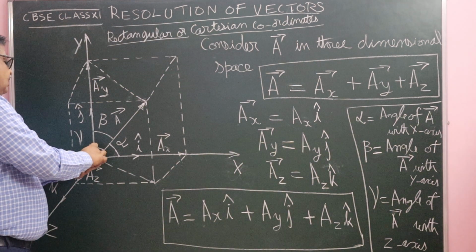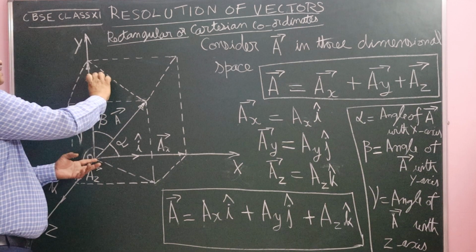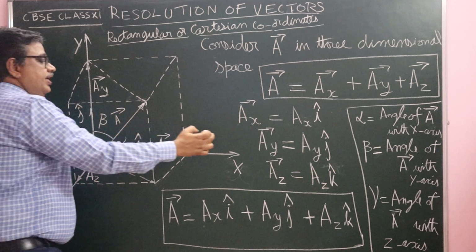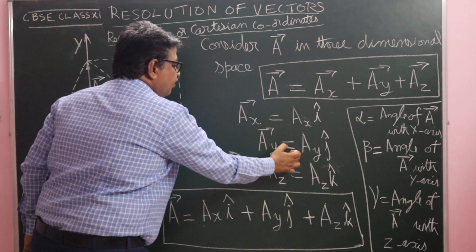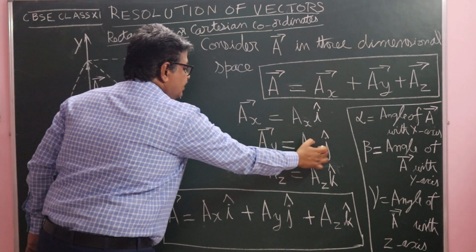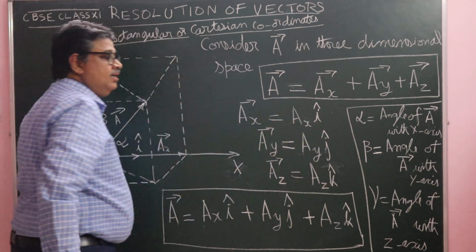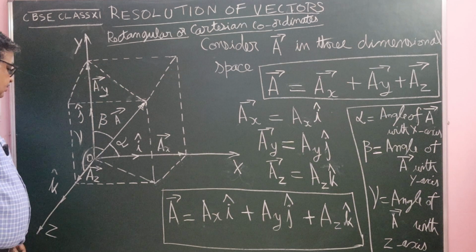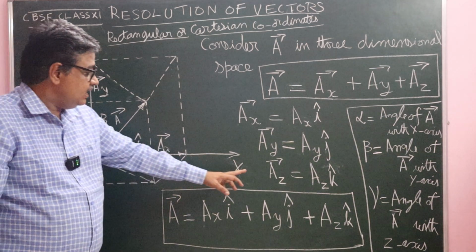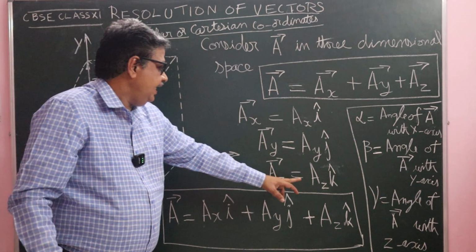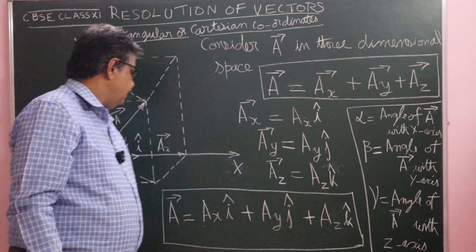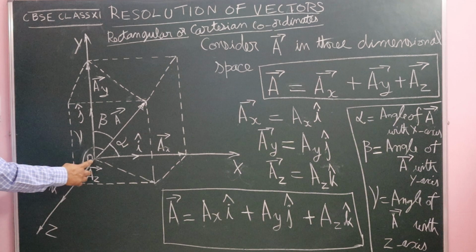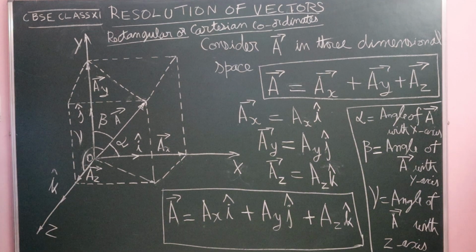This is Ay vector along this direction. So Ay is the magnitude of Ay vector, Ay j cap. j cap is the unit vector along y direction. And Az vector equals Az k cap. k cap is the unit vector along z direction.